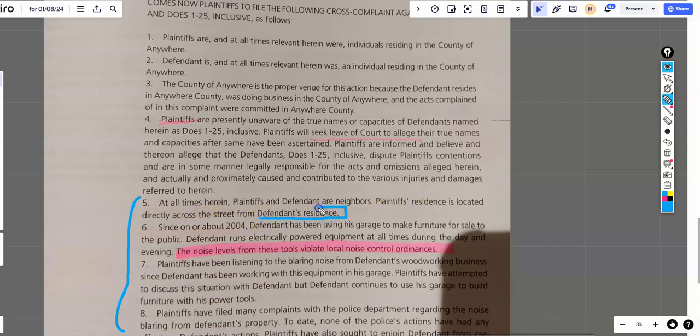Now this has to do with nuisance, okay? Since on or about 2004, defendant has been using his garage to make furniture for sale to the public. Defendant runs electrically powered equipment at all times during the day and evening. The noise levels from these tools violate the local noise control ordinance. So when you do your legal research on nuisance, you're going to see that noise level is very important. It's a very important element of nuisance, okay?